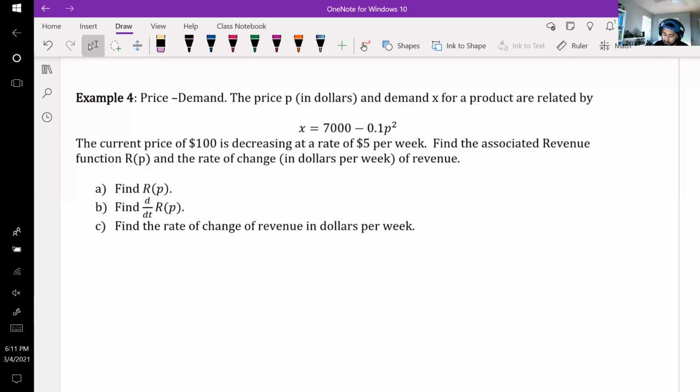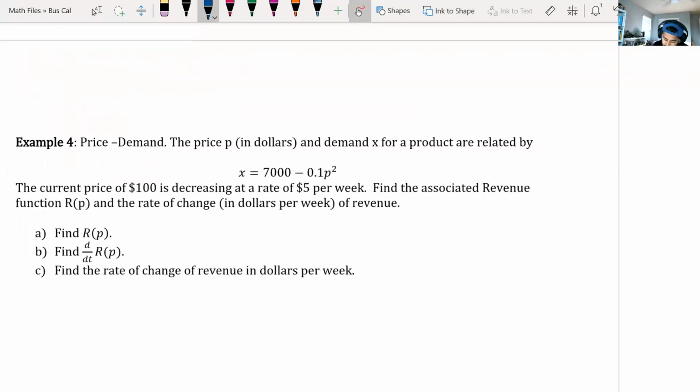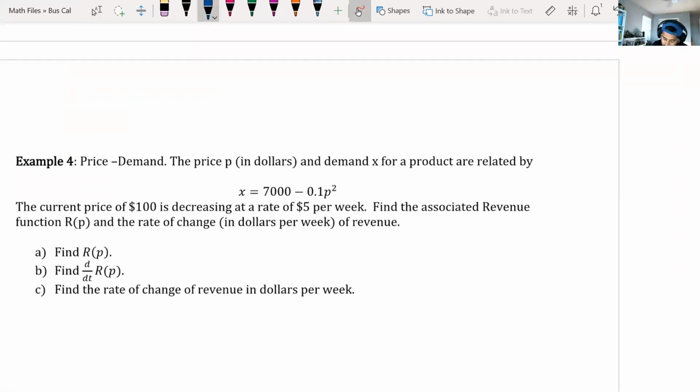Okay, so once again, let's just label everything we know. So P is the price in dollars. And we know that the current price is $100. But then we know that the price is decreasing at a rate of $5 per week.